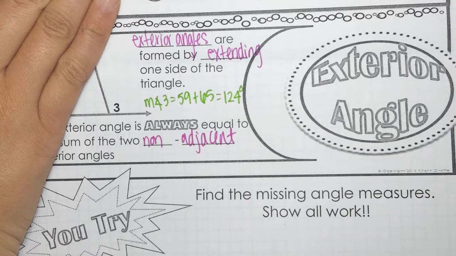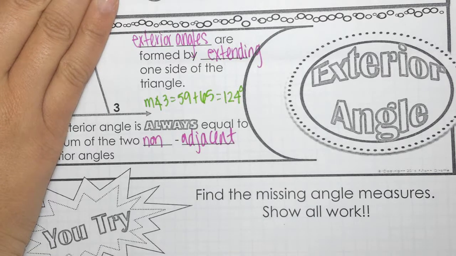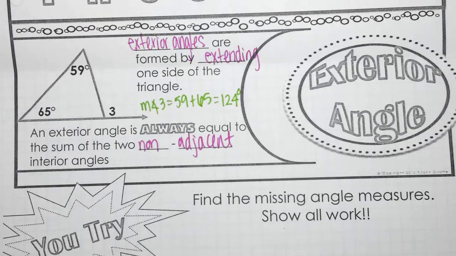Subtract it from 180, because what kind of angles are those? Linear. Linear pair, and they're adjacent. Hallelujah.